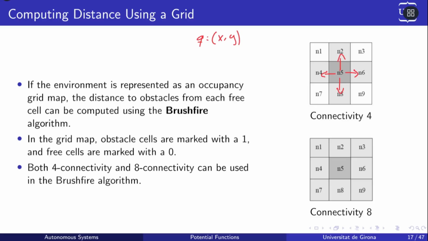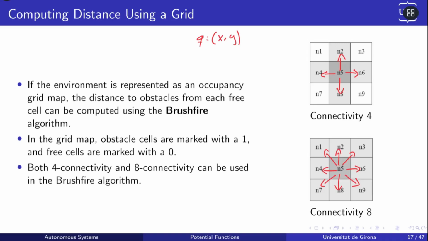or you can move in connectivity 8. In connectivity 8, in addition to up, down, left, and right, you can move in diagonal, okay? Up left, up right, down left, down right. Then you can move to any of the cells around you.